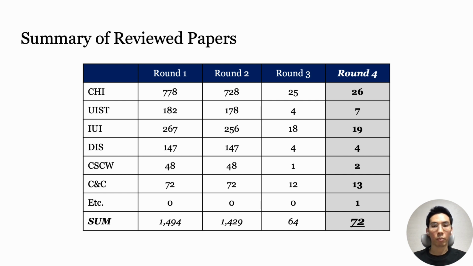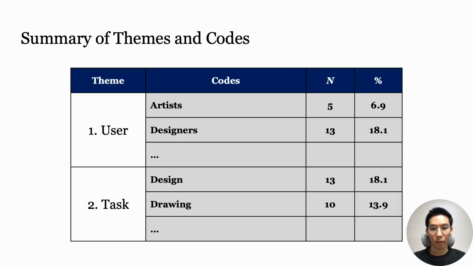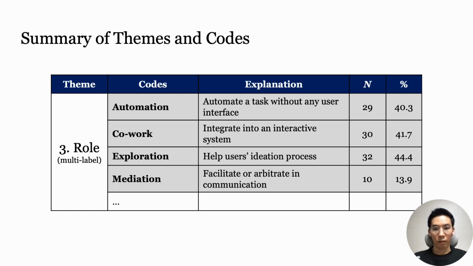For these 72 papers, we ran a thematic analysis to extract the themes and codes. We extracted 3 themes and several codes from each theme. The first theme is user and the second theme is task. The relevant codes to the goal of our research are artists, designers, design, and drawing. The last theme is the role of the generative model.